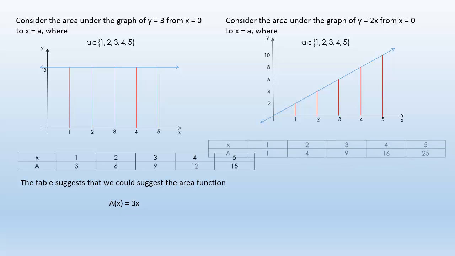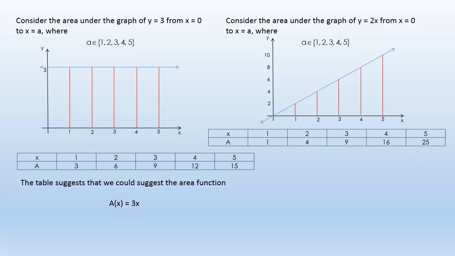And continuing in that way, we build up a table of values. Now looking at this table, that means we could suggest an area function A of x is x squared. Now the thing to note is that the integral of 3 dx is 3x. So this is y is 3, integrating 3 gives us 3x, which was our suggested area function.